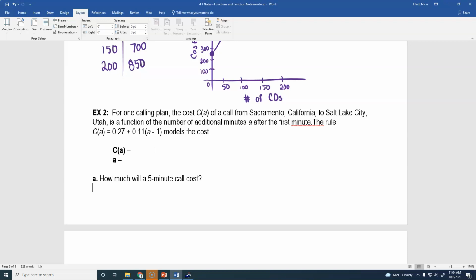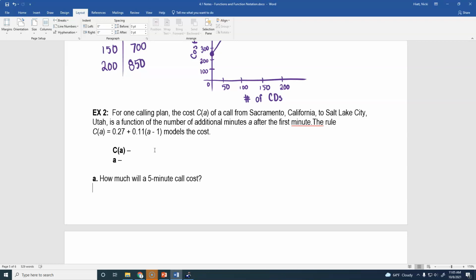But in the ancient days, whenever you wanted to call outside of your calling area, you had to pay long distance fees. I can remember that being an issue in my life, so it's not that long ago. But for one calling plan, the cost of a call from Sacramento, California to Salt Lake City, Utah is a function of the number of additional minutes after the first minute.